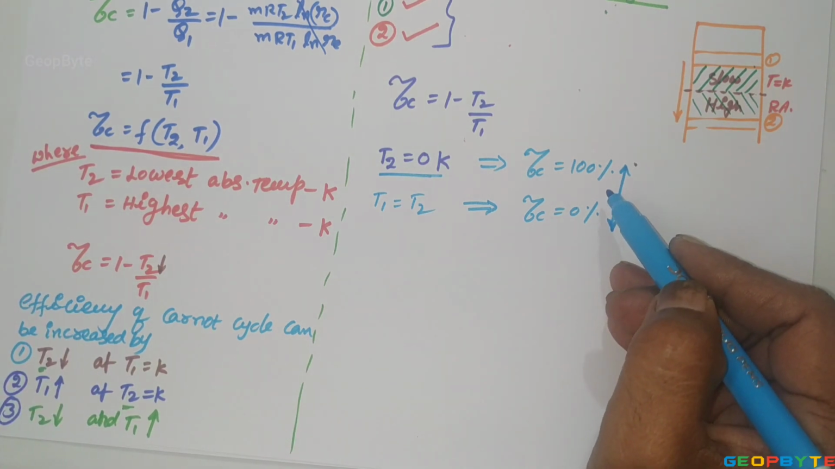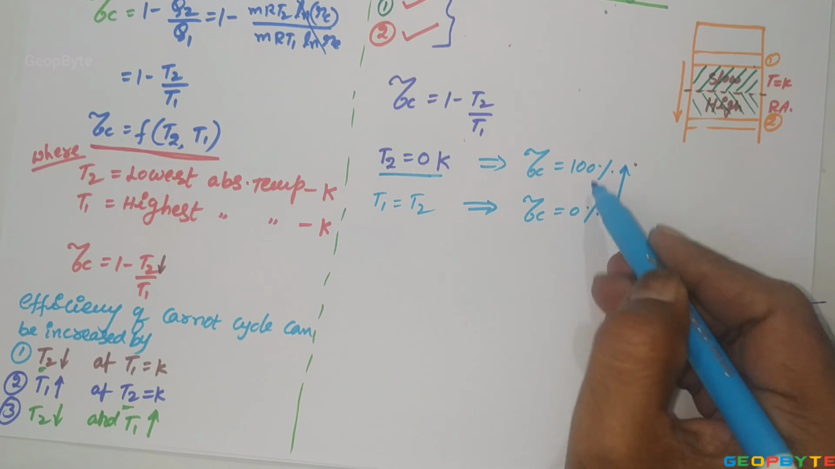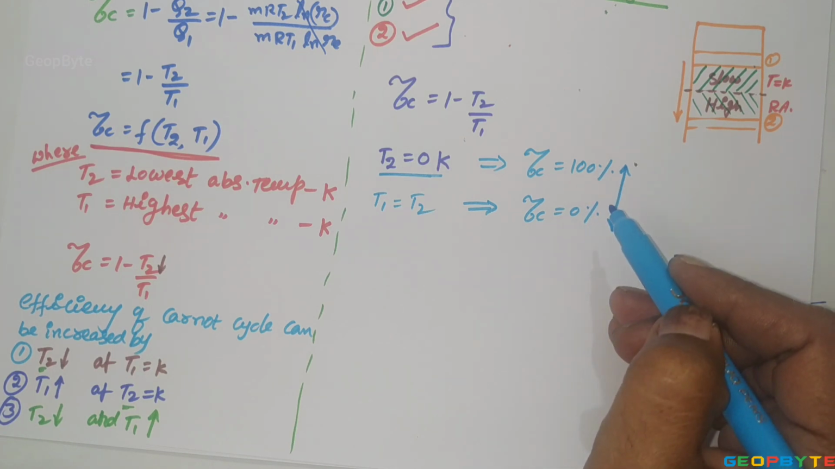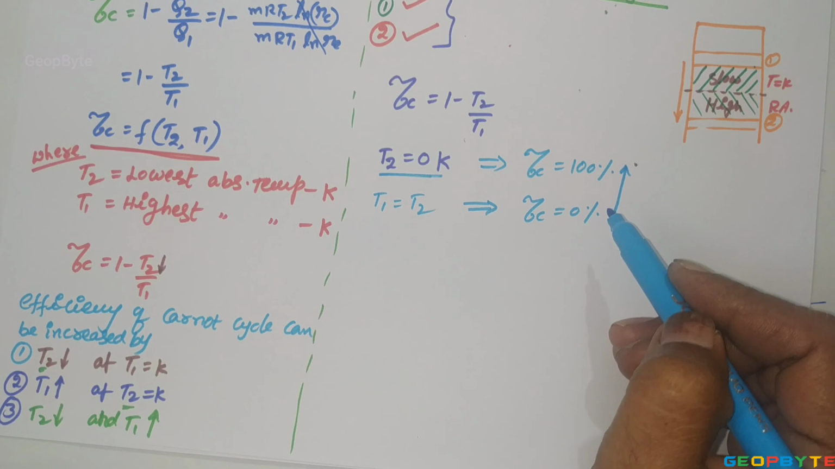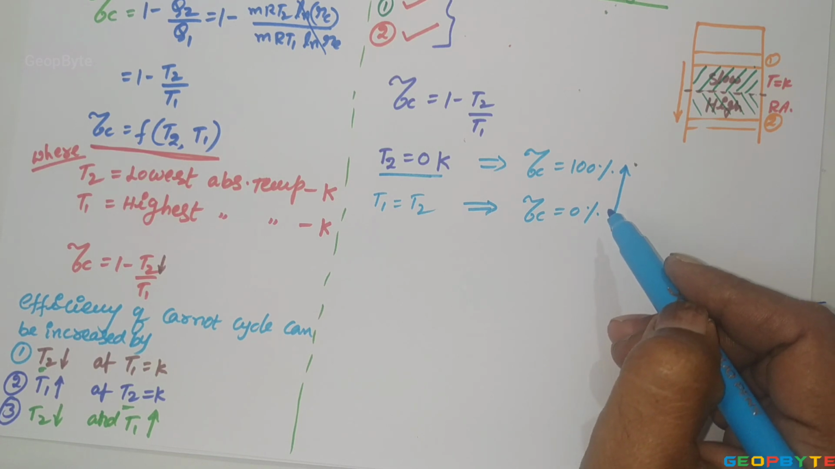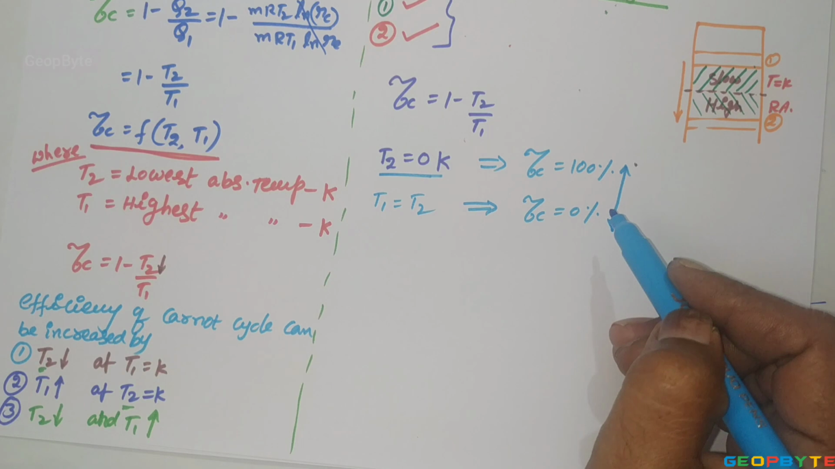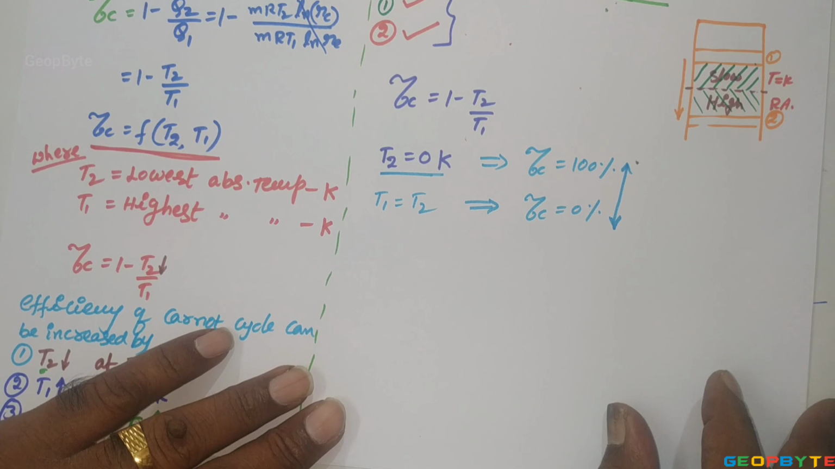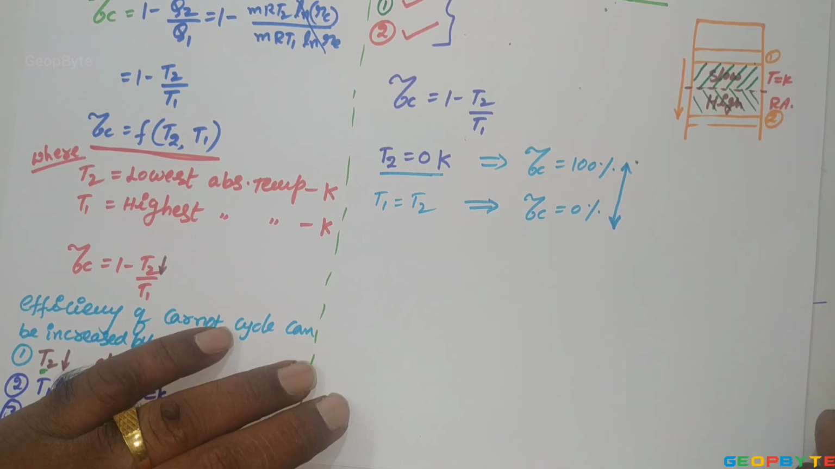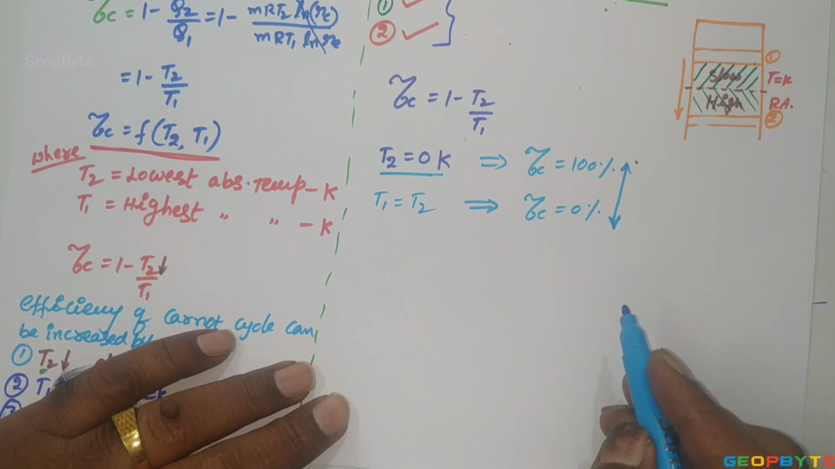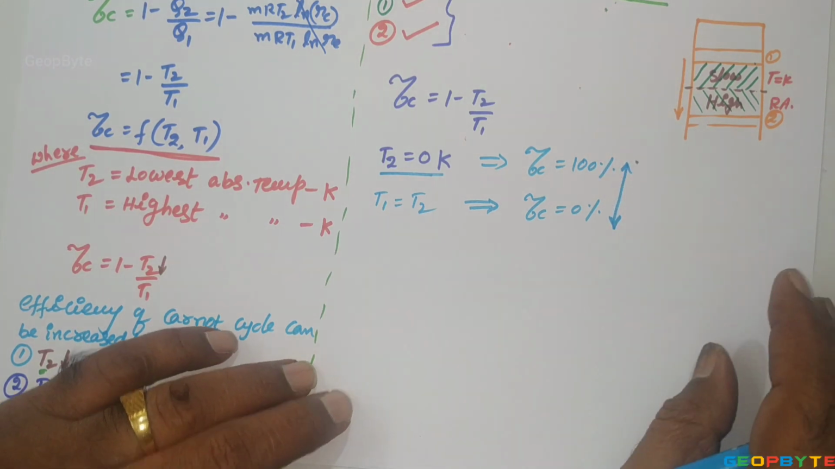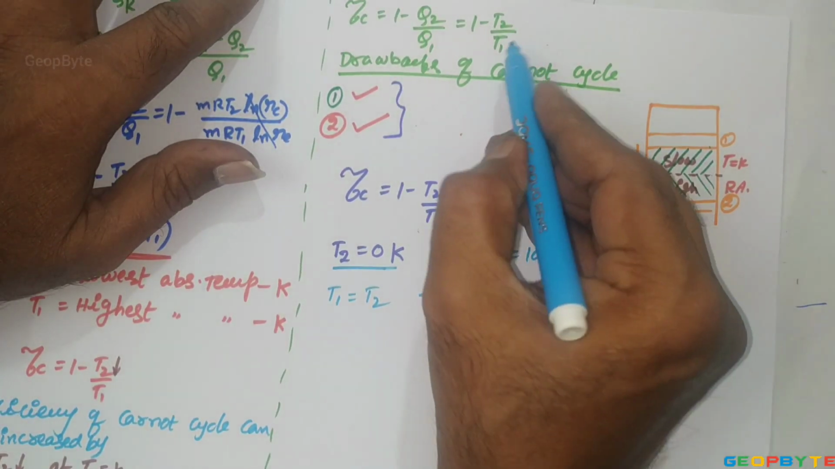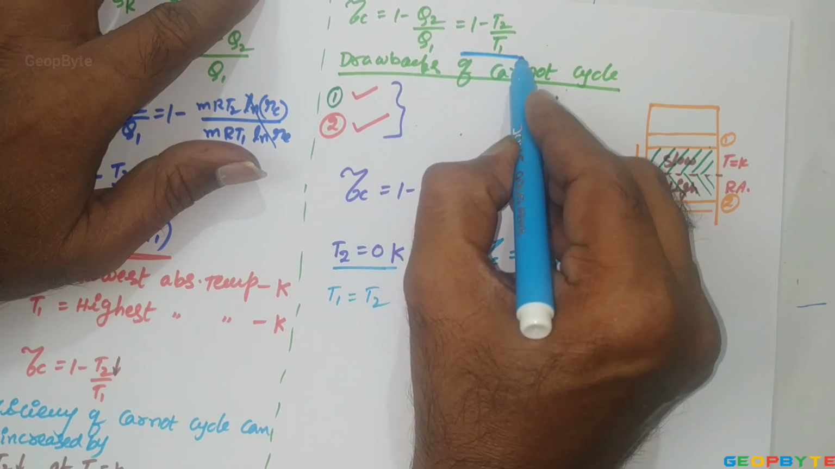Theoretically, the heat engine which is constructed to work on the Carnot cycle is called Carnot heat engine. Carnot heat engine efficiency depends on only the lowest absolute temperature and the highest absolute temperature. That is about the Carnot cycle. Once again, Carnot heat engine means the heat engine constructed to work on the Carnot cycle.